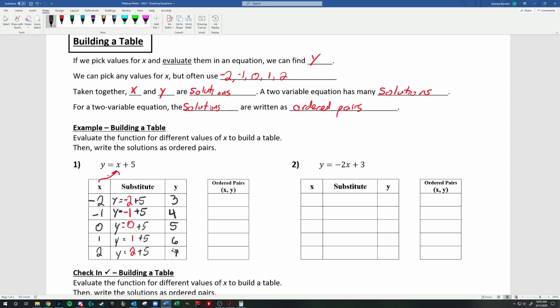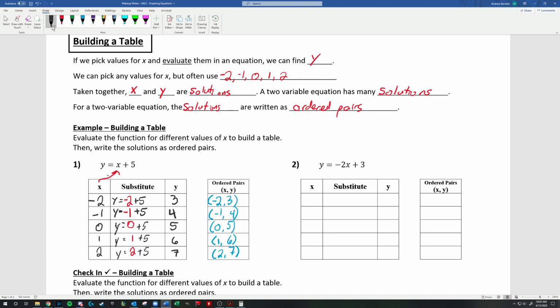0 plus 5 would be 5, 1 plus 5 is 6, 2 plus 5 is 7. All we have to do now is write those as ordered pairs. Ordered pairs use the x and the y coordinate. So we're going to take the x and the y, and we're going to put them together. This first row would give us (-2, 3). This would give us (-1, 4). Middle row is (0, 5). (1, 6). (2, 7).